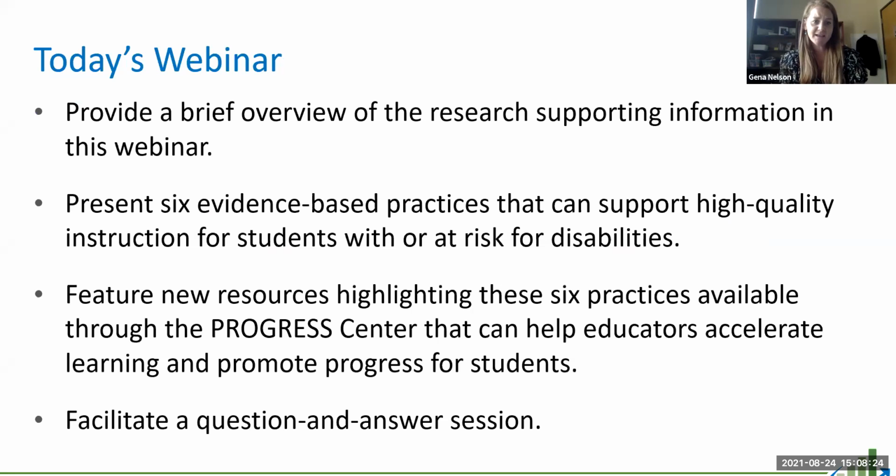Then we will present 6 evidence-based practices that can support high-quality instruction for students with or at risk of disabilities that are based on the research study that we will begin with, as well as how they informed the development of the resources that we'll highlight today. And then after highlighting all of the resources that we have developed with the Progress Center, we will facilitate a question and answer session.